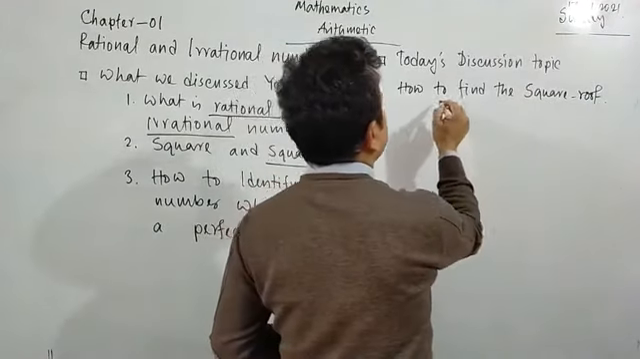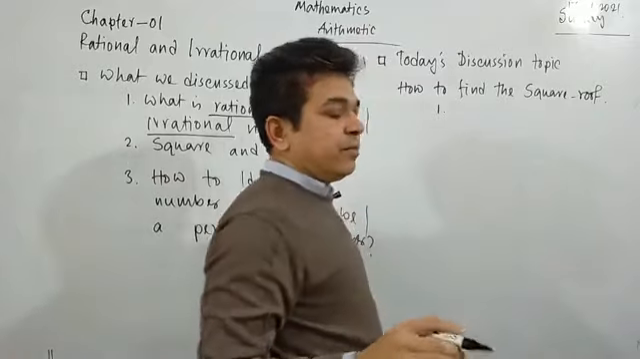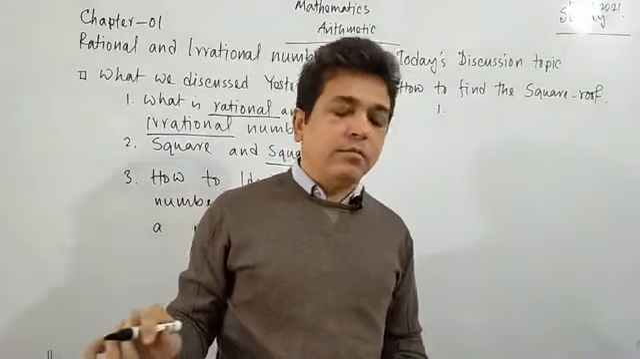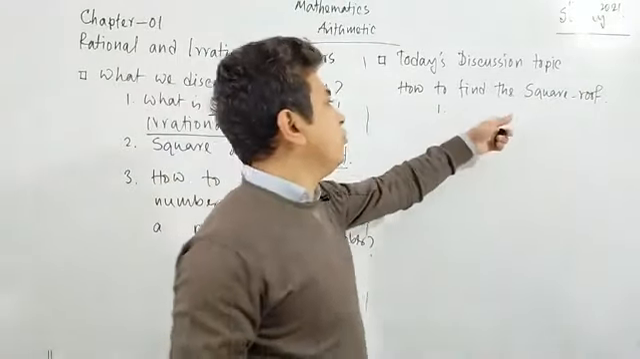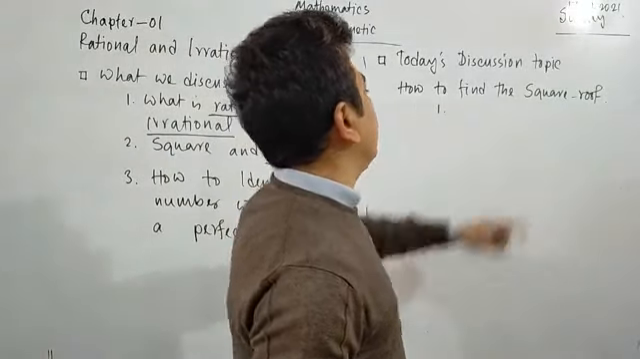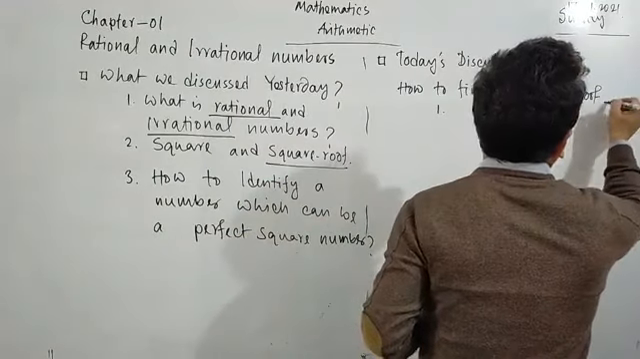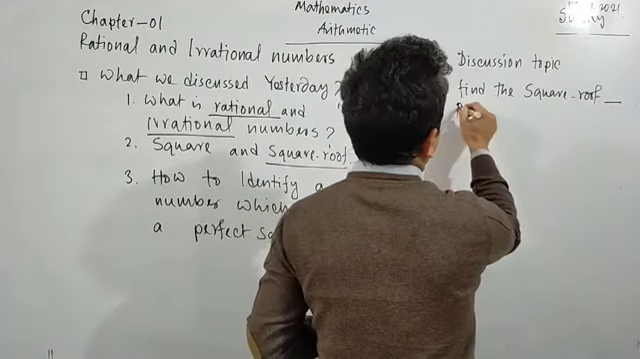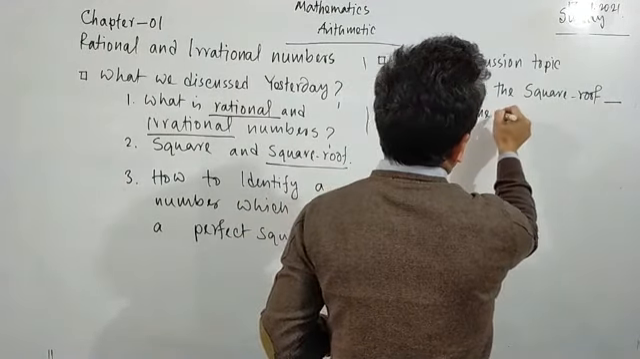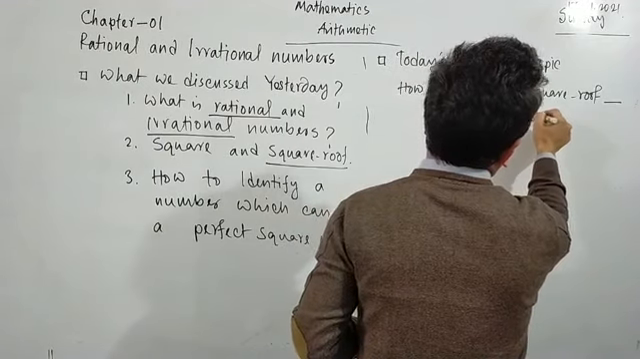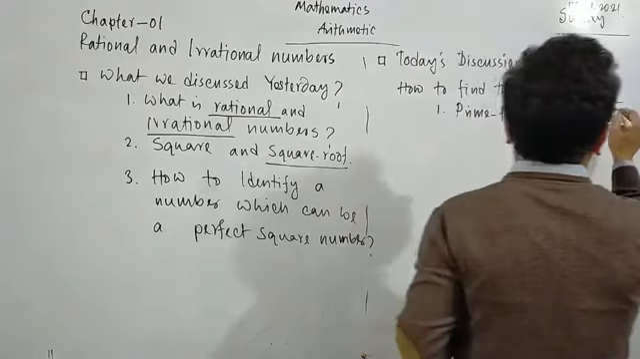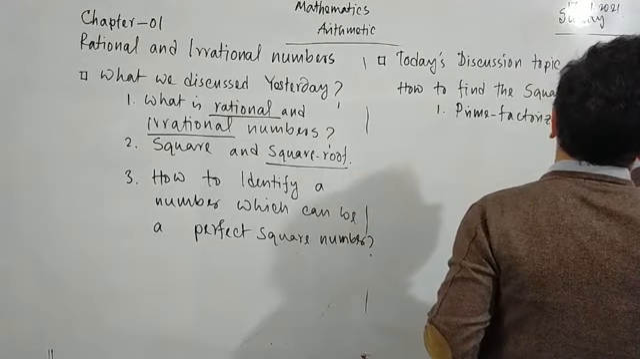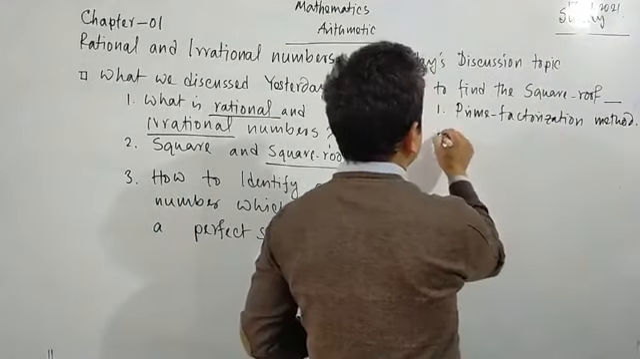Okay, so it has two methods, two rules for how to find the square root. Number one is the prime factorization method, and number two is the division method.